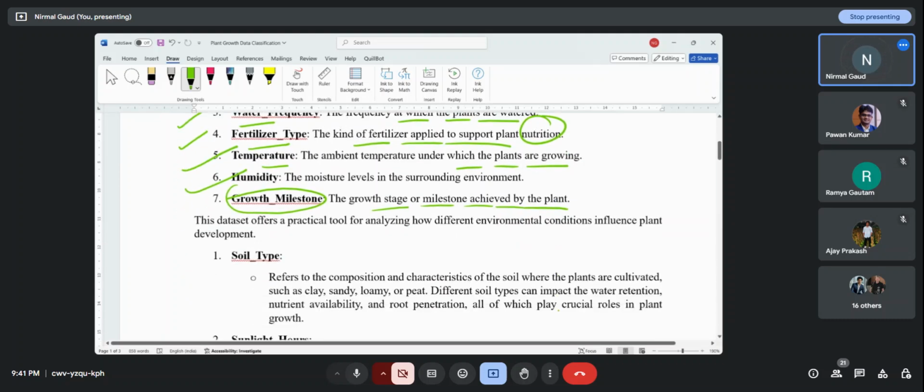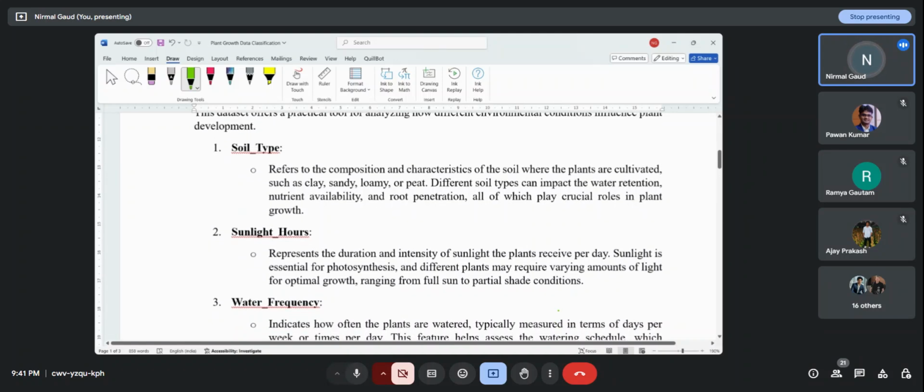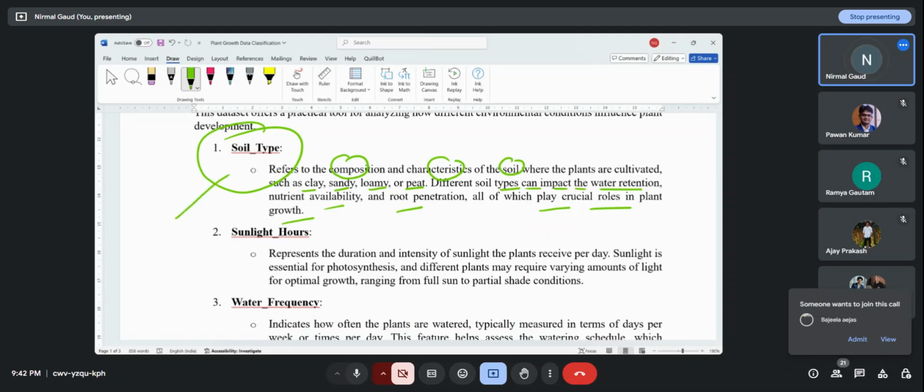If I talk more about the soil type, composition, and the characteristic of the soil, such as if the soil is clay, sandy, loamy, or peat. Different types of soils impact the water retention, nutrient, and root penetration. They play a major role because we have to harvest the plant in the soil only. The growth of the plant is from this soil.